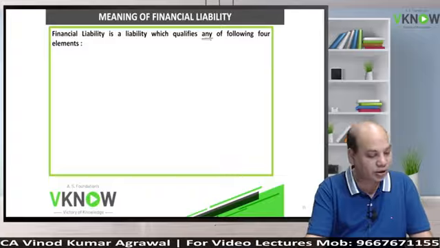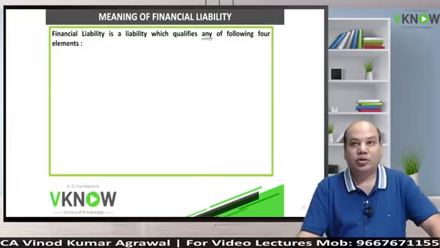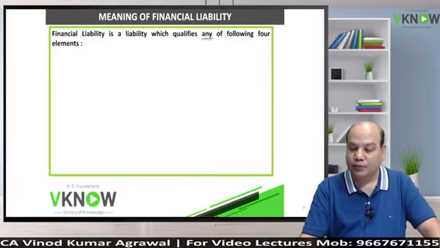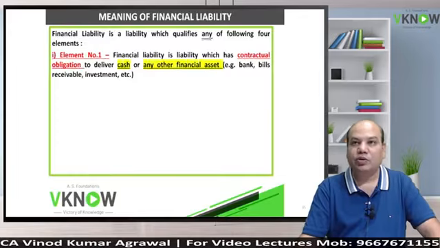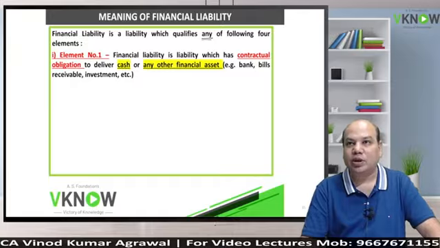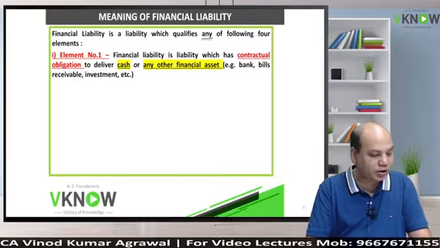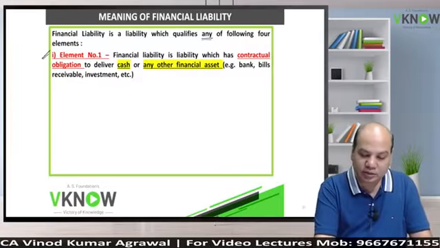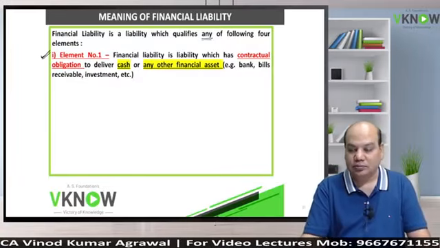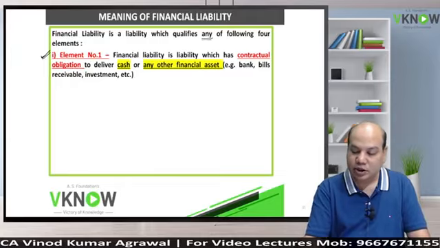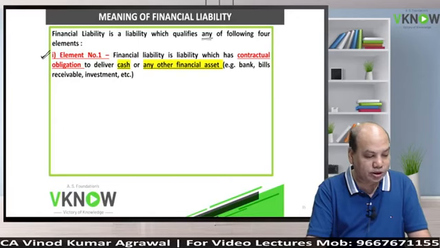Any, underline the word any. If it meets any of the following four conditions, then we will call it a financial liability. So a liability will become a financial liability if it meets any of the four conditions. First condition, we will call it element number 1. Element number 1 means a financial liability is a liability that has a contractual obligation.